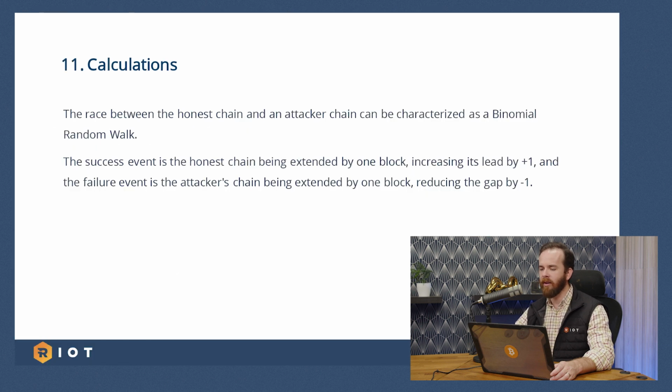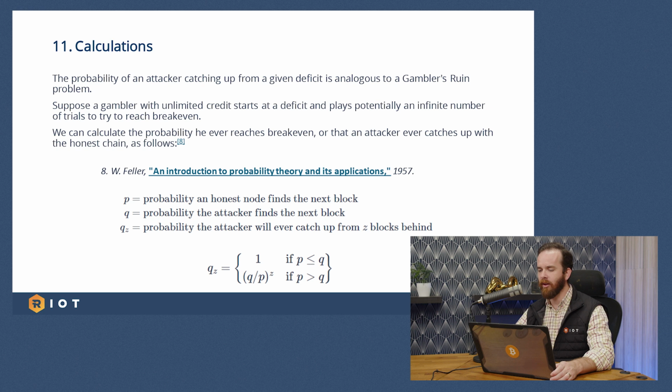The race between the honest chain and the attacker chain can be characterized as a binomial random walk. The success event is the honest chain being extended by one block, increasing its lead by +1. And the failure event is the attacker's chain being extended by one block, reducing the gap by -1. So the probability of an attacker catching up from a given deficit is analogous to a gambler's ruin problem.